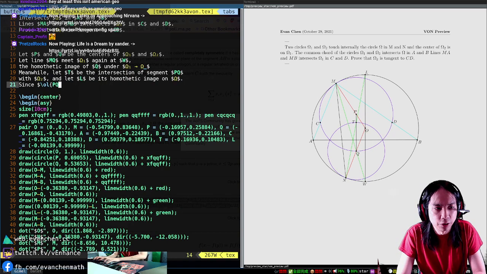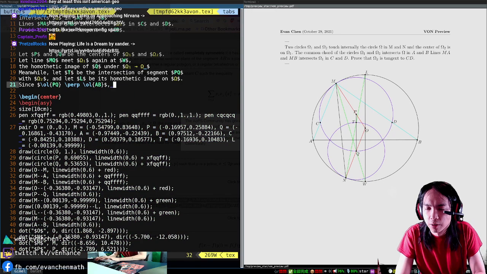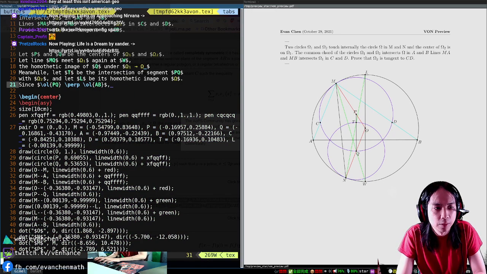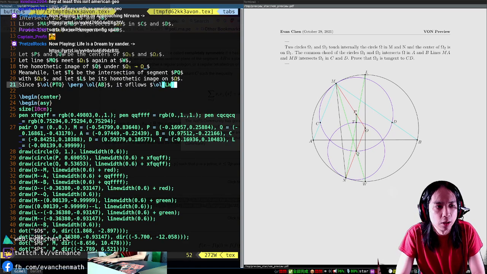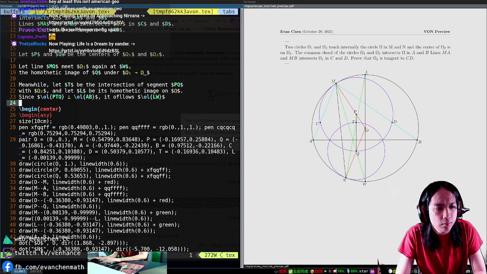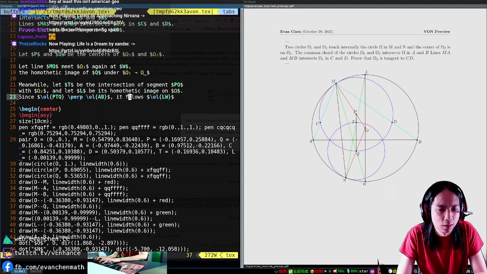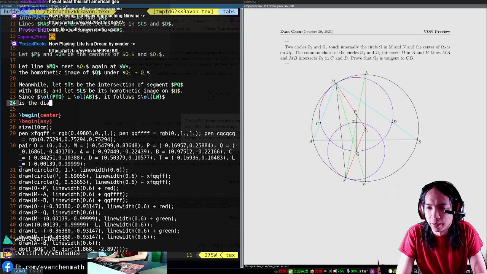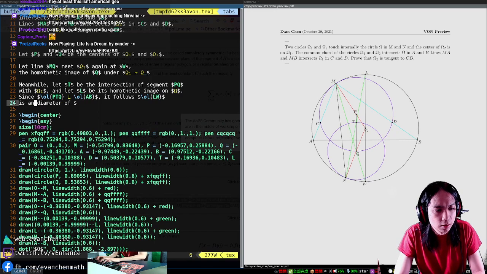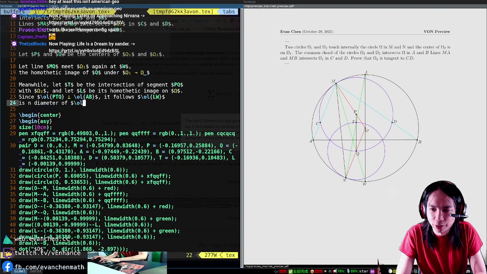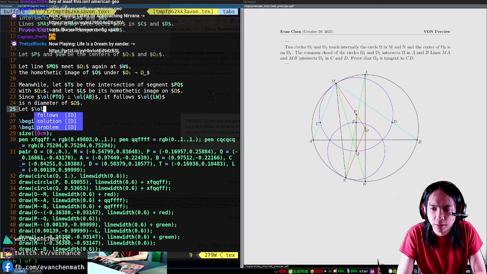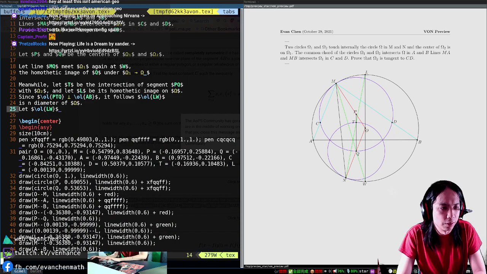Since PQ is perpendicular to AB, it follows LW is a diameter of omega. And then we let LO be its center.